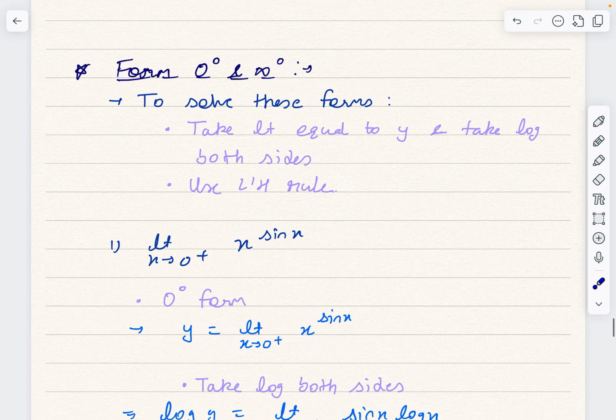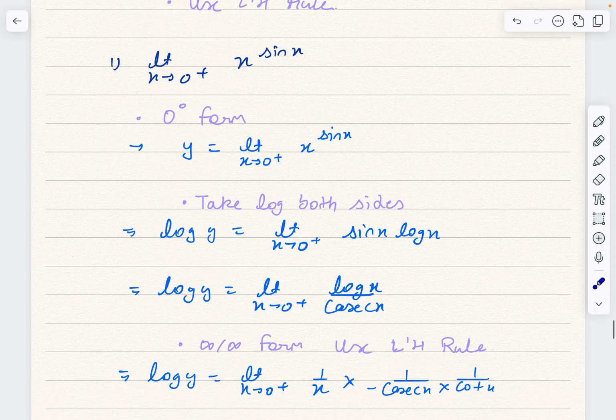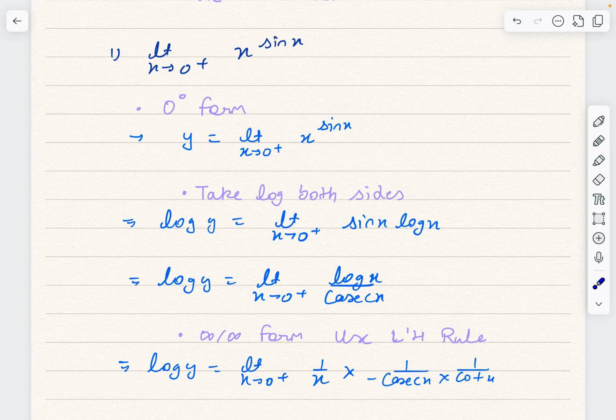Say we have limit x tend to 0 positive x power sine x. When you put x as 0, you get 0 power 0 form. So we take the limit equal to y. So y equal to limit x tend to 0 positive x power sine x. And take log both sides. So log y will be limit x tend to 0 positive sine x into log x. Because when you take log, this power will come outside. You get sine x into log x.